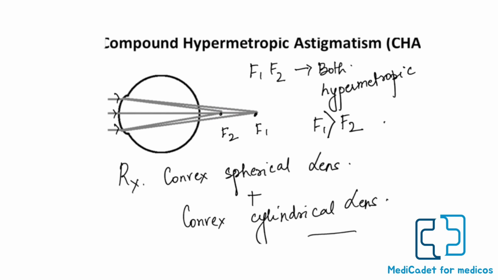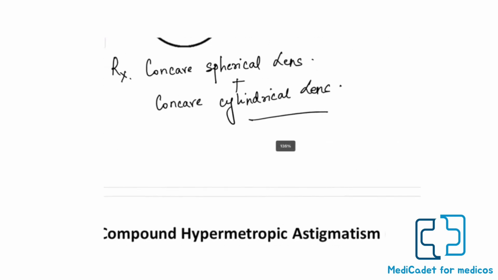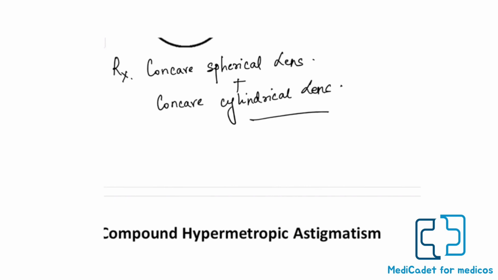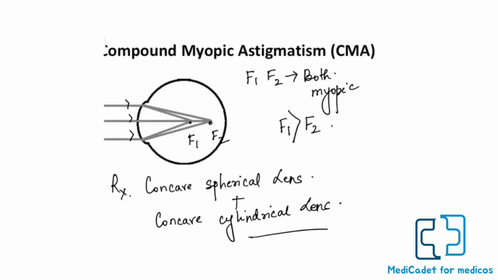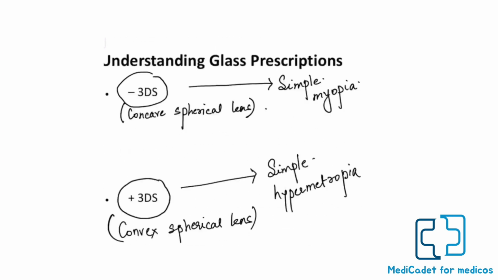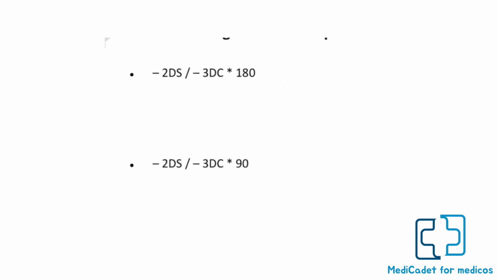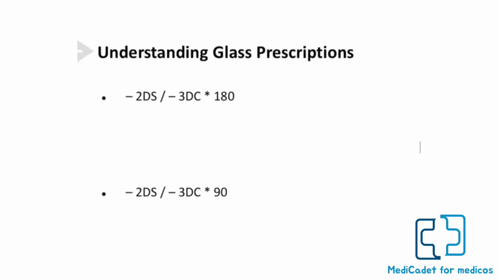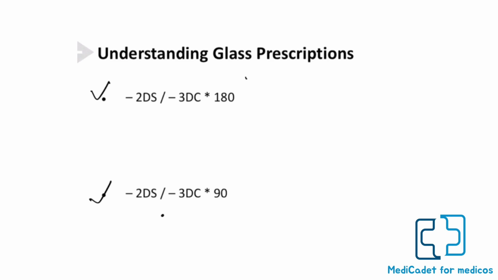Right? So for a compound astigmatism, whether it is CMA or CHA, you will have both a sphere and a cylinder. If it is CMA, you will have a minus sphere and minus cylinder. If it is CHA, you will have both plus sphere and plus cylinder. Once again, let me show you the example that will make it a little easier. Look at this: minus 2 diopter sphere and minus 3 diopter cylinder cross 180, or minus 2 diopter sphere, minus 3 diopter cylinder cross 90. So both of them, what do they have? The first part, the minus 2 diopter sphere, is the concave sphere.